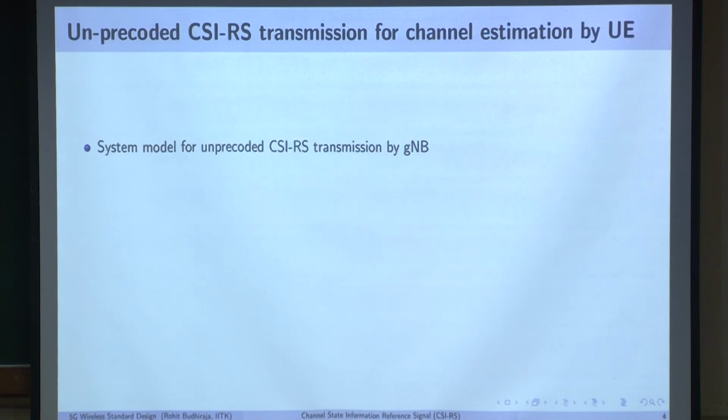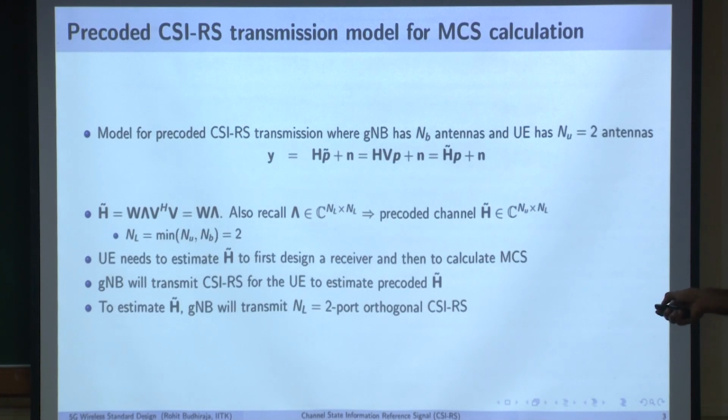So this was the use case for precoded CSI-RS. If you look only at this, the number of CSI-RS ports should be a maximum of 8, because it should be equal to the rank. The number of orthogonal CSI-RS ports you transmit, if you are going to estimate the precoded channel, should be equal to the rank, and rank, as I said, goes up to a maximum of 8. That's the kind of channel which the user observes.